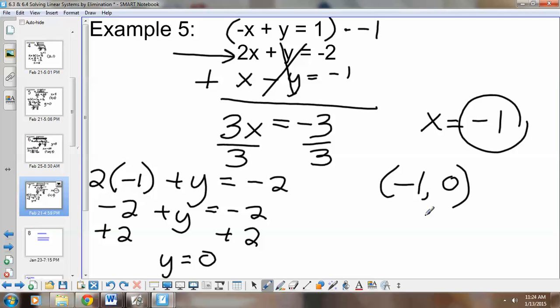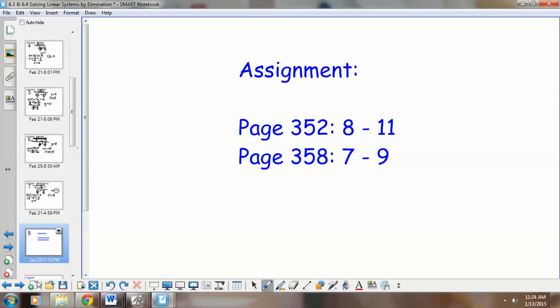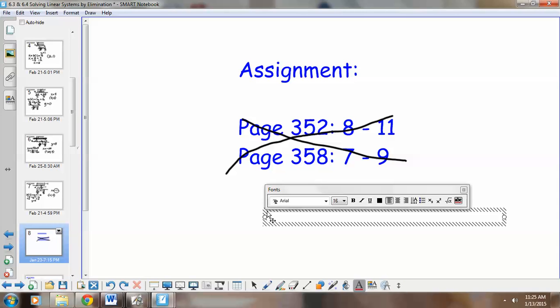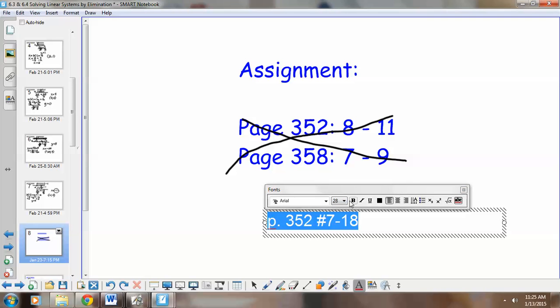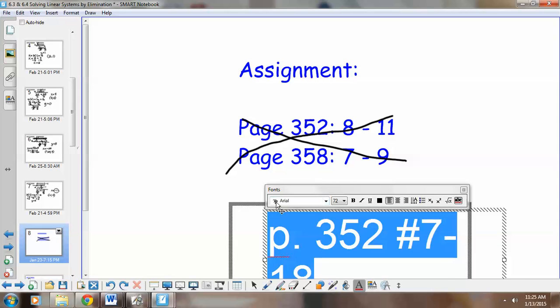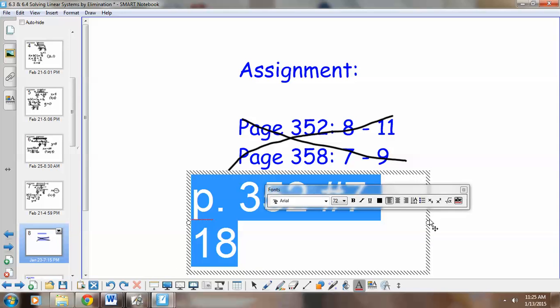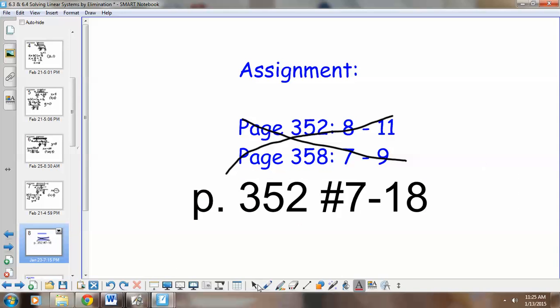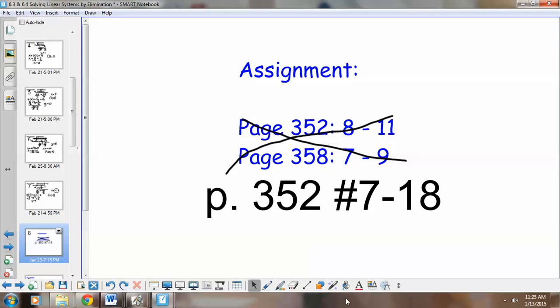Okay. We are going to do some practice problems with this. This is not the correct assignment, so let me adjust this. Your assignment is going to be on page 352, 7 through 18. Please utilize your time, guys.